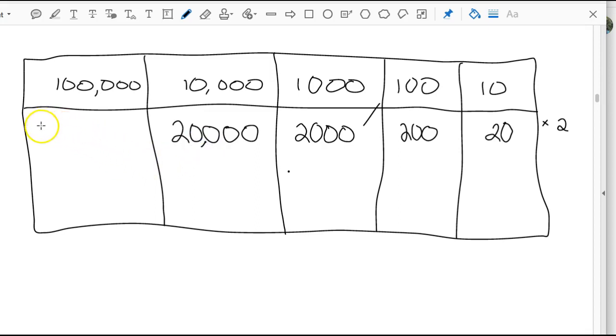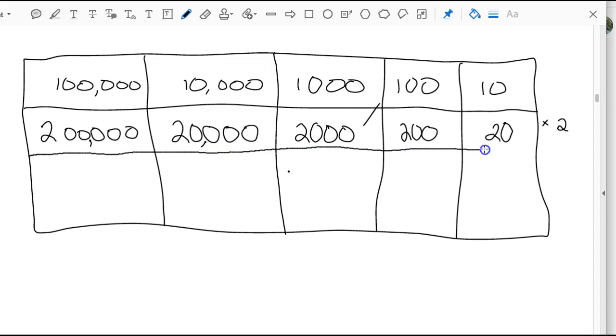Same thing with this one. 2 times 1 is 2. How many place values do we have here? Here's the 1's place, the 10's place, the 100's place, the 1,000's place, and the 10,000's place. So the 2, when you multiply it by that, 2 times 1, you keep your 2, but what value does it have?